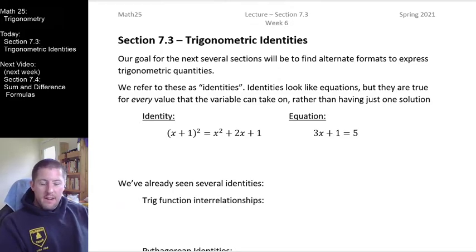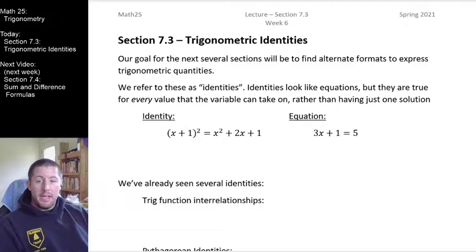I'm recording this on Saturday, February 20th. Today we're going to be talking about section 7.3, trigonometric identities. This is going to be a bit of a transition from the things that we've been doing here. Chapter 7 was already a bit of a transition in our focus on inverse trig functions, which are typically pretty uncomfortable for most people to start getting used to.